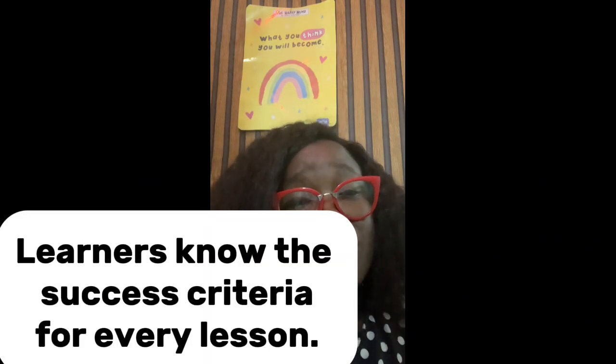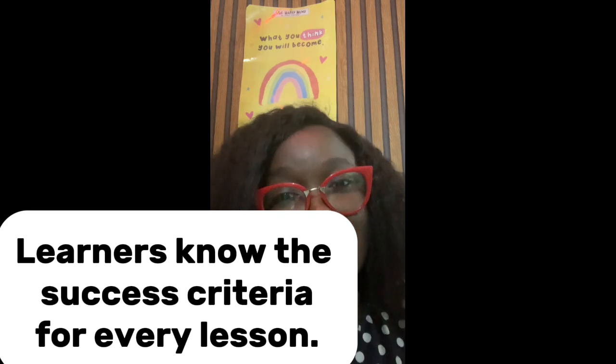So for assessment for learning, the children are aware of the learning goals. They are aware of, okay, this is what we are trying to achieve in this lesson. They are aware of the criteria. How will I know if I have achieved this learning goal?